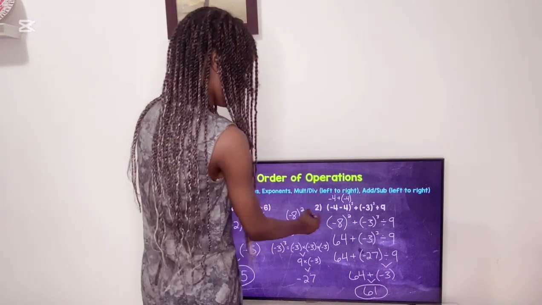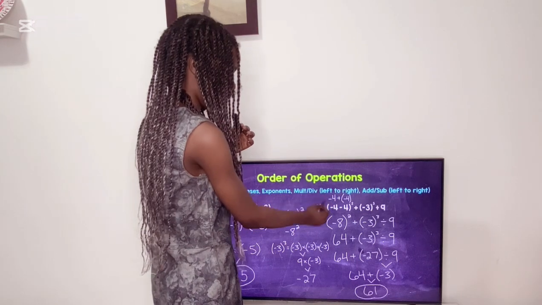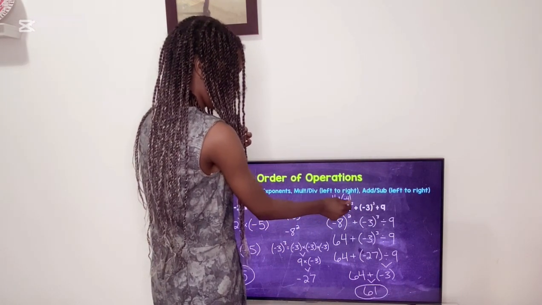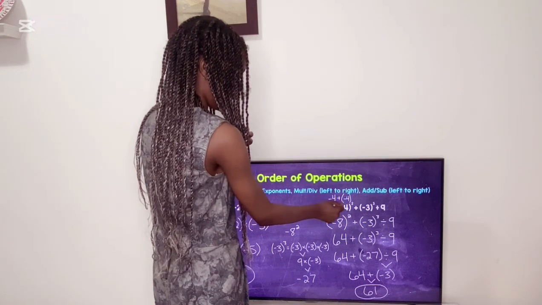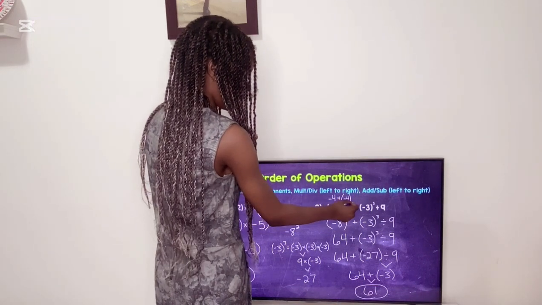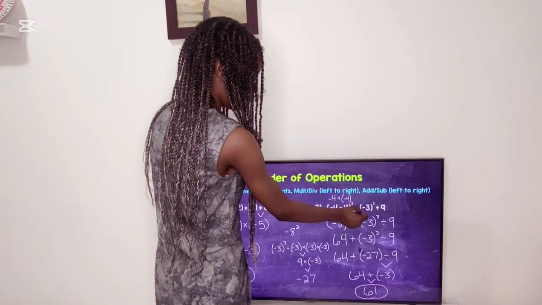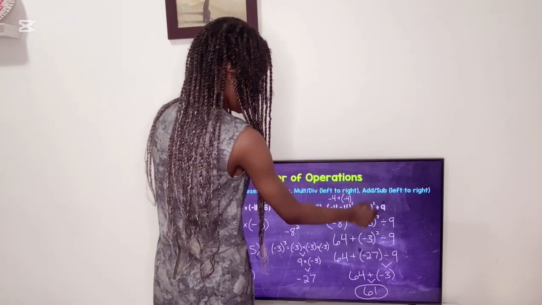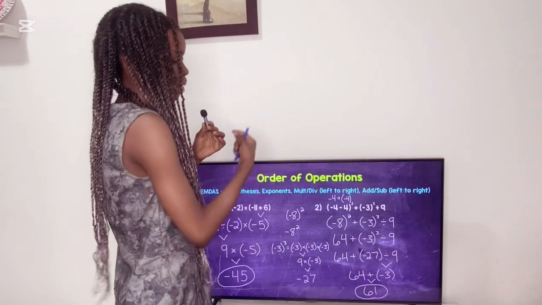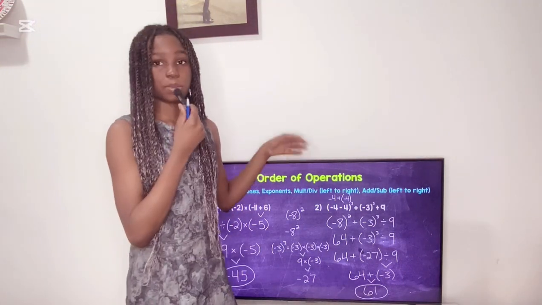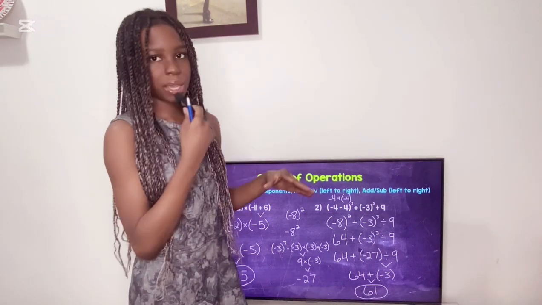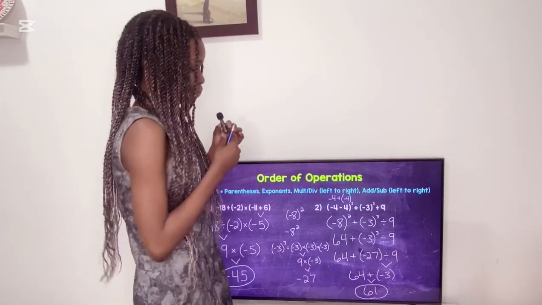For number 2, we have negative 4 minus, this is minus, not negative, 4 raised to the power of 2, plus negative 3 raised to the power of 3, divided by 9. Right off the bat, this definitely seems more complicated than the last one, but we'll get into it bit by bit and it'll be more understandable.